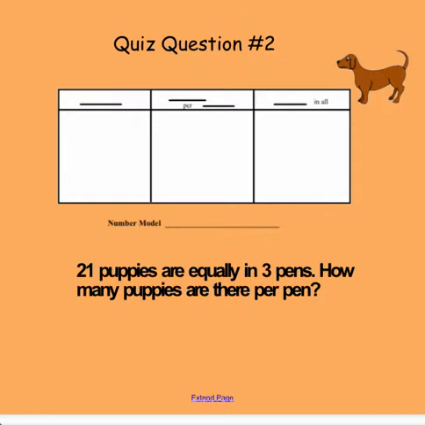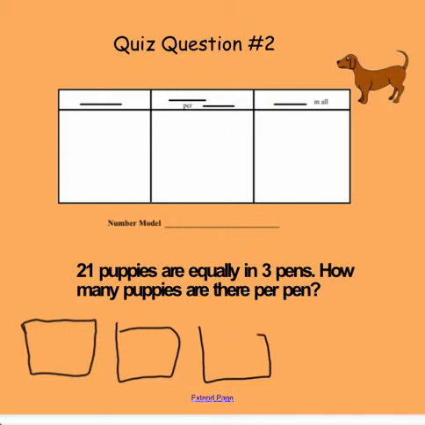Quiz question number 2. You can use the diagram if you want to, but you do not have to. The question says there are 21 puppies, and these 21 puppies are equally in 3 pens. So a pen here is not something that you write with, but it's more like an animal cage. If we have a pen, it would look something like this. A pen is just like its little home or its little cage, and we have 3 of them total. So when it says 3 pens, this is what it's talking about, 3 animal homes or 3 little cages.